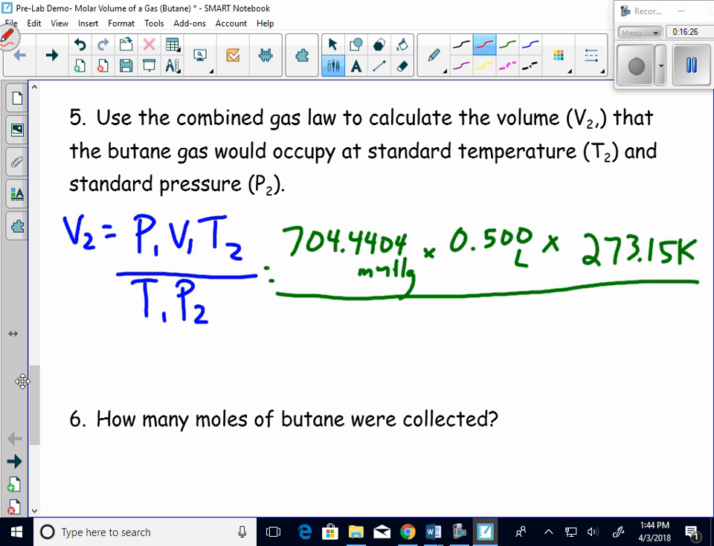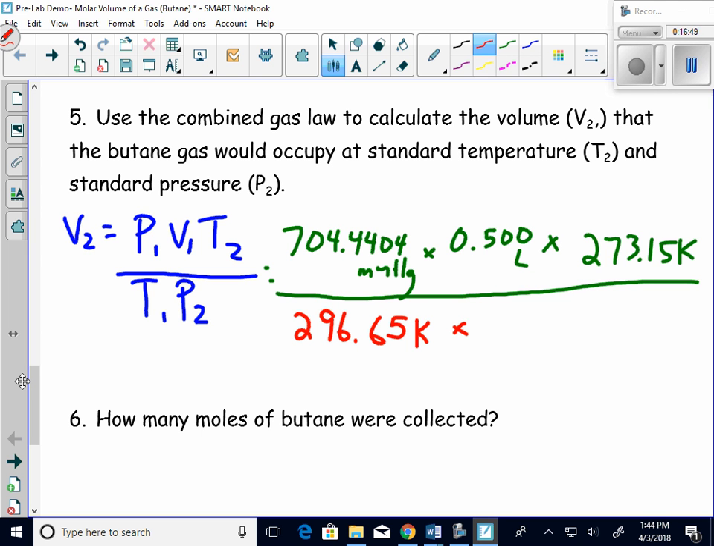I divide that by T1. For T1, I need to go back to the very initial problem, problem number 1. My T1 was my experimental temperature, which was 296.65 Kelvin. And I multiply that by P2, which is standard pressure.